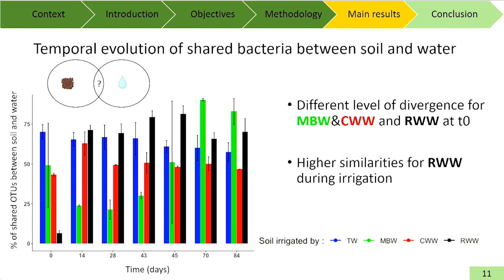Now, if we focus on the temporal evolution of shared bacteria between soil and water, first at T0, we found that raw wastewater and soil have the biggest dissimilarity in bacterial community. Then the middle dissimilarity was for both treated wastewaters, and the best similarity for tap water. And the most impacting result of this analysis is, during the irrigation period, the increase in shared bacteria between raw wastewater and soil.